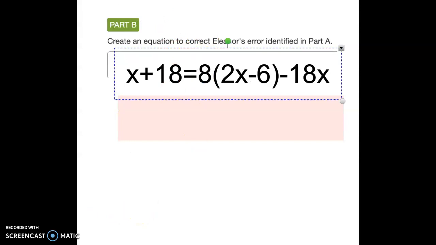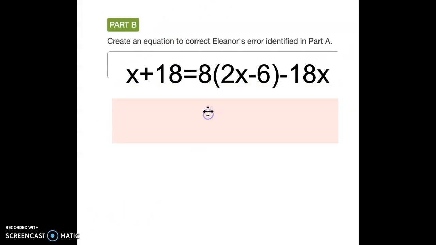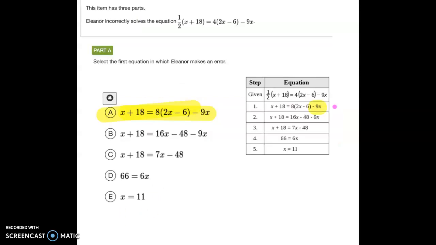After we identify, oops, I forgot to cover this up. After we identify which line the error was in, now we need to create an equation to correct Eleanor's error identified in part A. So we just said her mistake was this minus 9x. She forgot to multiply it by 2. So 9 times 2 is 18.